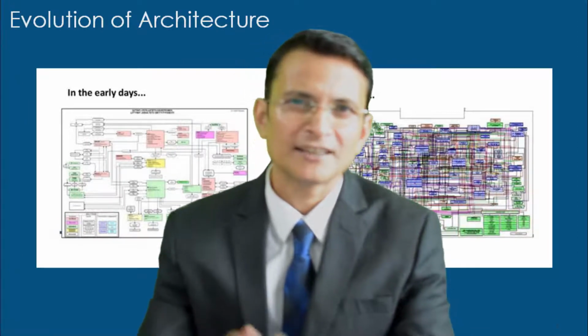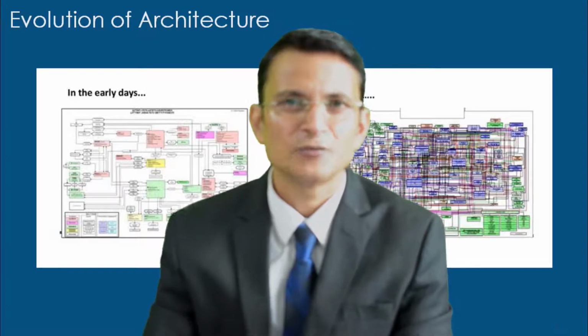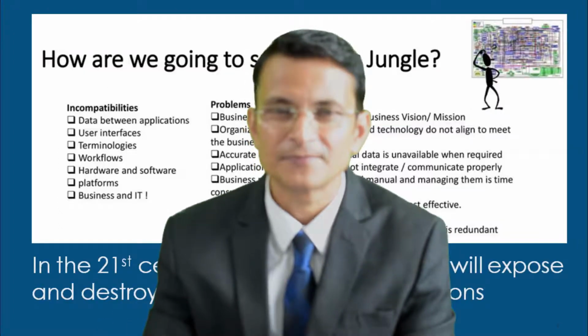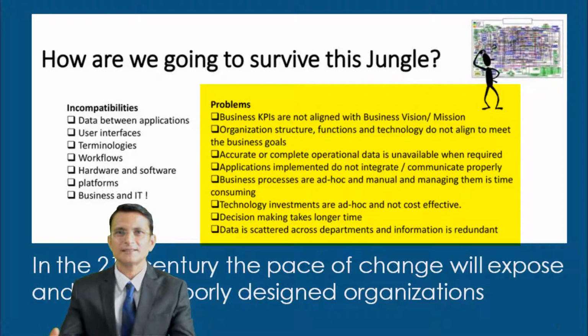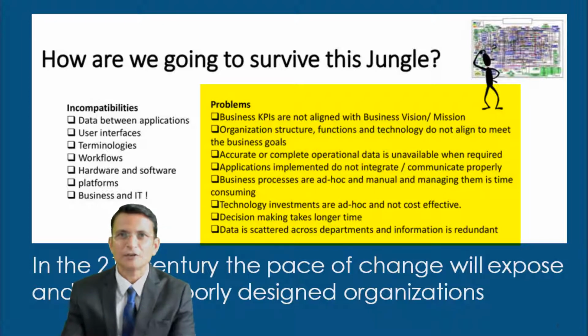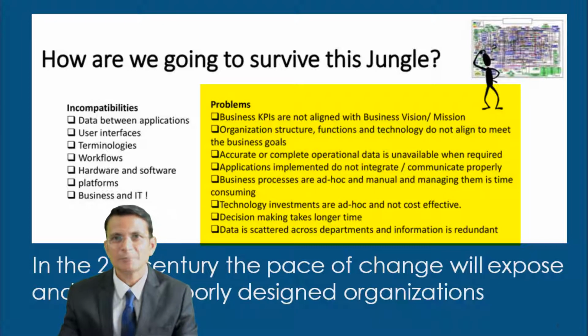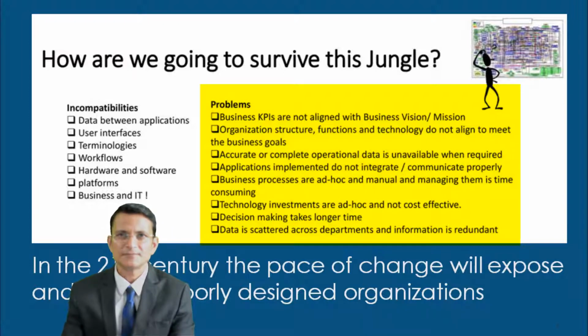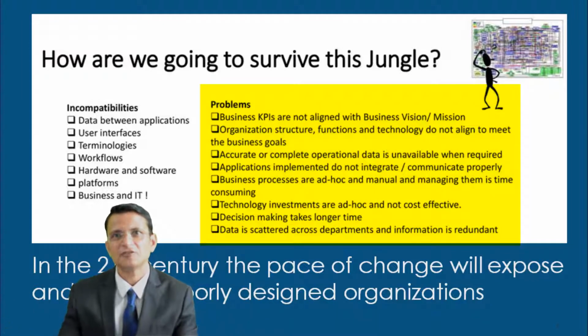Looking at the problems in hand, we have many problems, isn't it? We don't have the operational data in one shot or one glance available to you. The business key performance indicators are not aligned with the business goals. Technology investments are happening in an ad hoc manner and are not cost effective. Any decision for the technology is taking a very long time. You want to put Kubernetes in your cluster. The decision has been delayed forever.